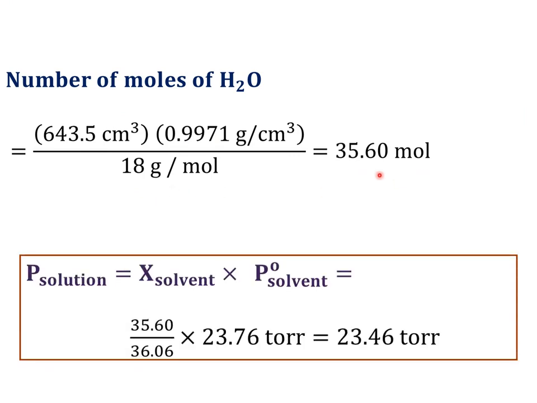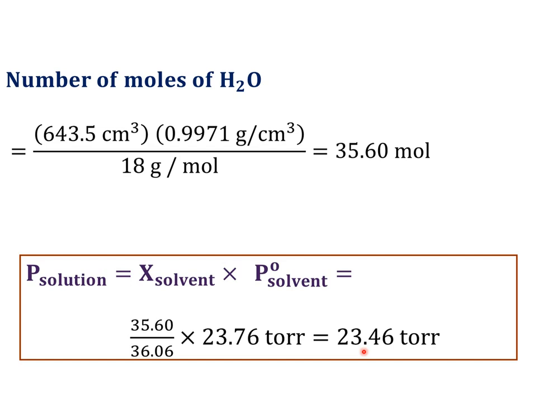And then you calculate from Raoult's law the vapor pressure of the solution, which is 23.46. This is actually lower than the vapor pressure of the pure solvent, which is 23.76. And this is the result of lowering the vapor pressure of the solvent by adding the sucrose to water. Okay, this was the addition of a non-volatile solid to a volatile solvent.